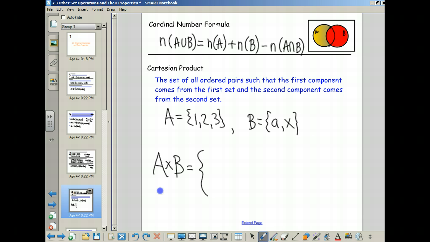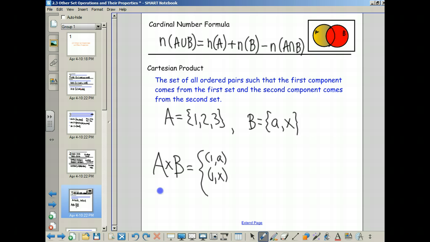I take the first component of the first set, which was the number 1, and I make it the first component in my ordered pair. And then I take the first value in the second set, and I make it the second value of my ordered pair. So I take the number 1, I take the letter A, and I put them in as an ordered pair. Now I'm going to take the number 1 and the other item that's in set B, which happens to be the letter X, and make an ordered pair. That is all of the ordered pairs that can be made that have the number 1 in them.